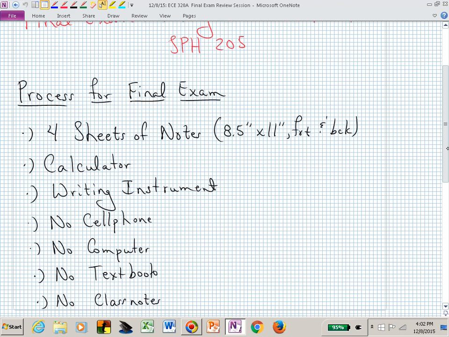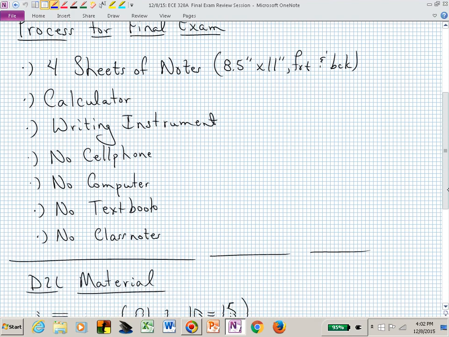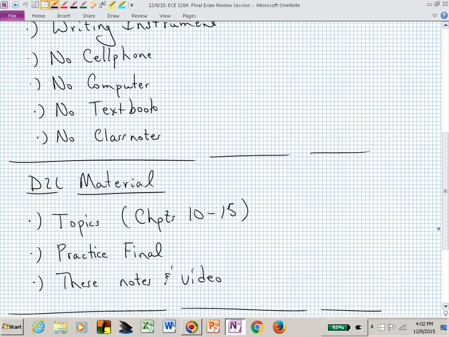The process for the final hasn't changed since we saw each other a few hours ago. You should be familiar with that. These notes hopefully will be posted soon after we finish today, which is maybe in a couple of minutes. Thank you for your attendance. No, maybe we'll spend a little bit more time than 2 minutes talking about material. But the topics are chapters 10 through 15.